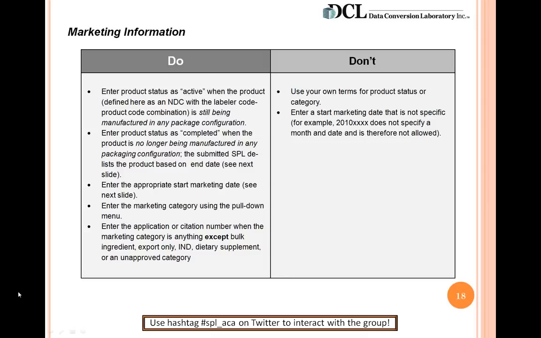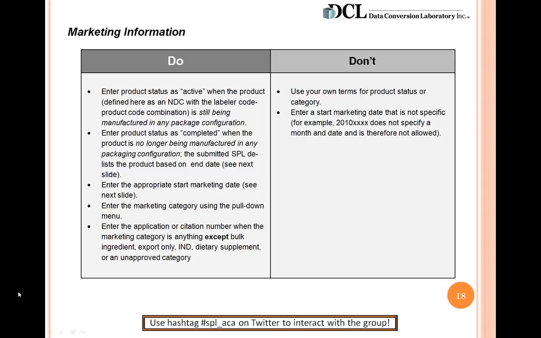and they've stopped making the 30, and they submit it with a product status of completed and an end date, so that they can delist that configuration. Well, that's a mistake. It's completed only when the product is no longer being manufactured in any packaging configuration. If you're still marketing it with 100 tablets in the bottle, then the product should not be delisted just yet.